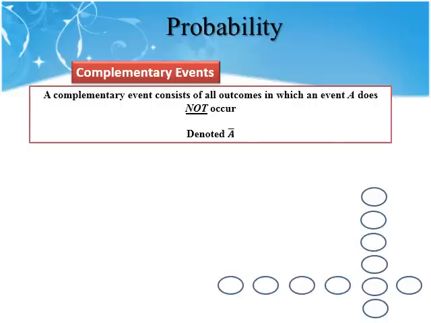Complementary events. A complementary event consists of all outcomes in which A does not occur. We denote it with this A overline, or what I'll call A bar.